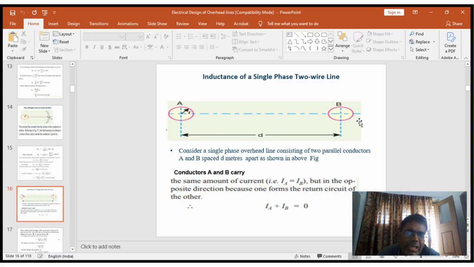First, inductance of a single phase two wire line. Let us consider two conductors A and B. The distance between these two conductors is D, and the radius of each conductor is r. The current in conductor A is Ia, the current in conductor B is Ib. Because one is a going conductor and the other is a return conductor, the magnitudes of the two currents will be the same. Then Ia is equal to minus Ib, so Ia plus Ib is equal to 0.